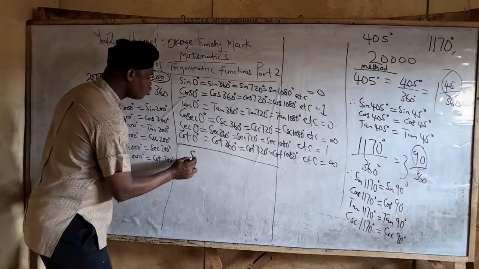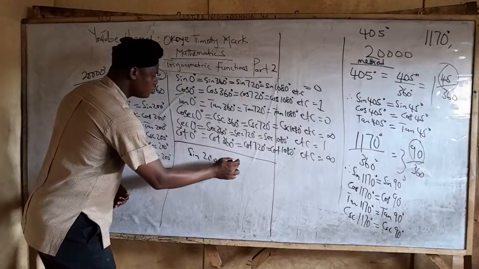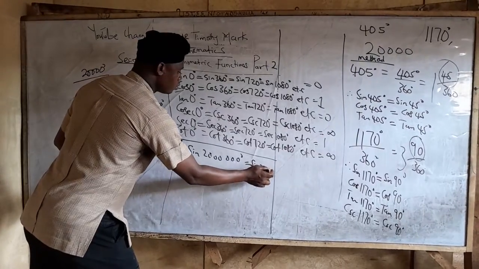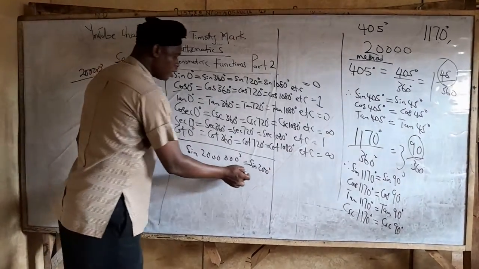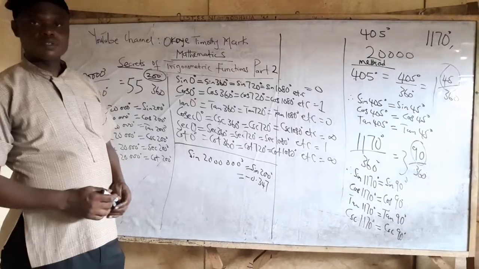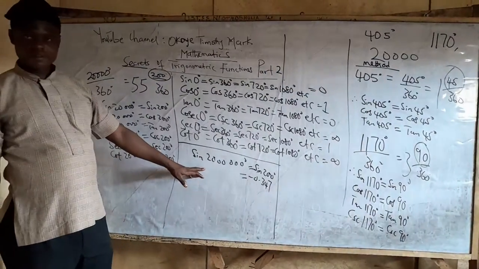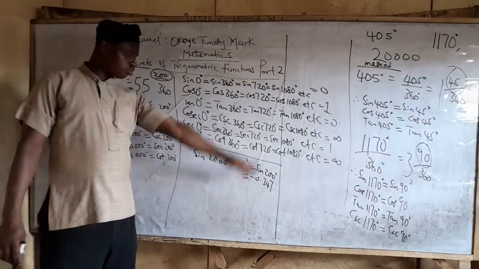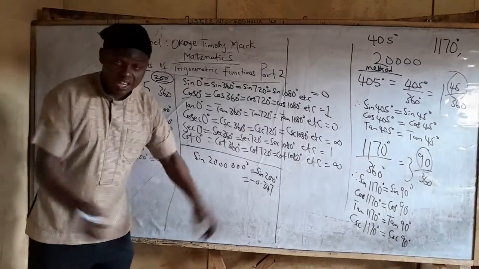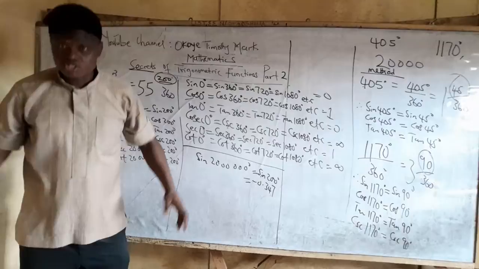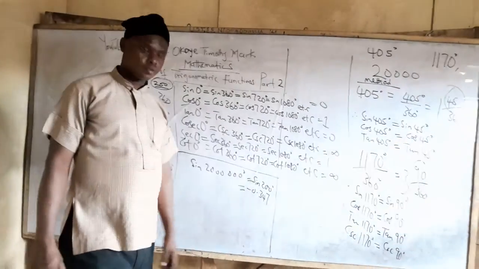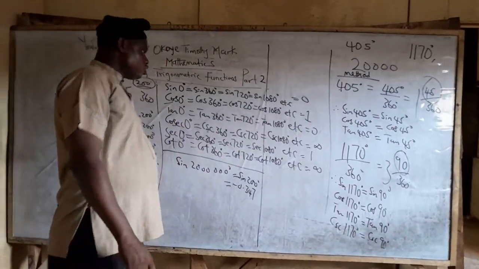If you ask me sine 2 million degrees, I don't need to press my calculator and waste my time. I'll just say sine 2 million degrees is sine 200 degrees, and that is negative sine 20, which is minus 0.347 on approximation. So cos 2 million is cos 200, tan 2 million is tan 200, even tan 200 million, even tan 2 trillion. Whatever the number of zeros is immaterial, just come back to 200. 200 is the beginning.